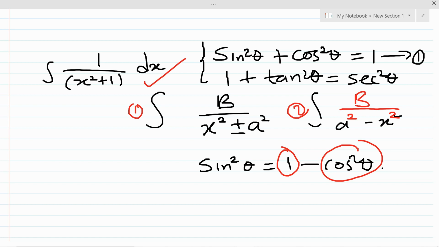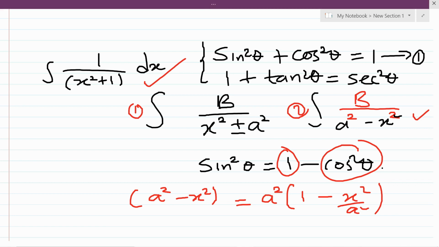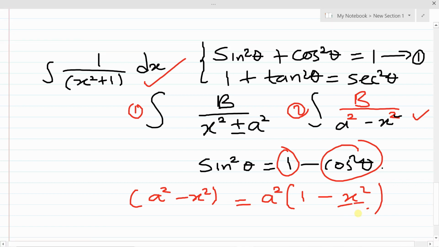Alright, so with this side, for you to see it clearly, it should be of the form 1 minus something. So you pick the denominator alone, a squared minus s squared. Now if I want to factor a squared out, I'll get a squared out, then 1 minus s squared over a squared. I hope you can see that. Do you know why we are doing that?